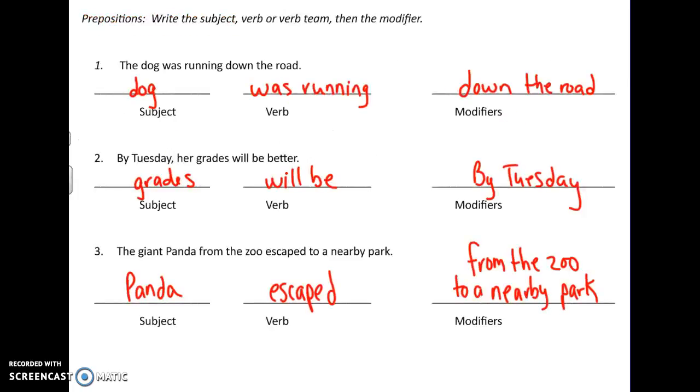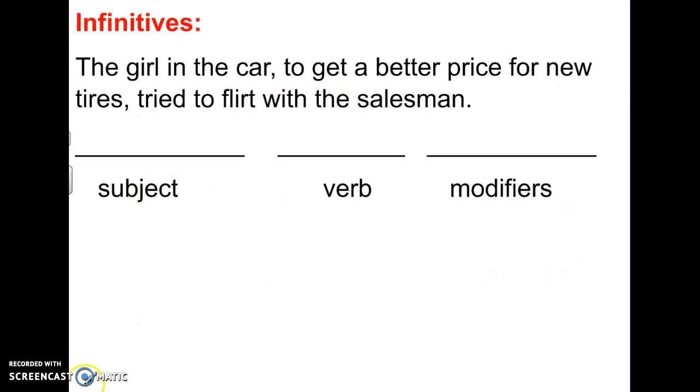Okay, you should check your answers. Remember, you have to find the subject, the entire verb or verb team, and then any prepositional modifiers. Okay, the next section, infinitives. Infinitives always have the word to with them. They act as adjectives, adverbs, or nouns sometimes.